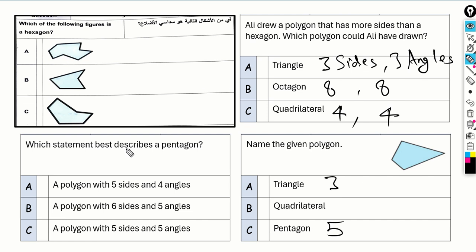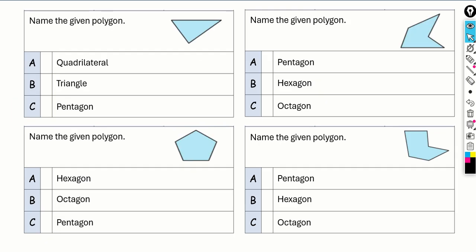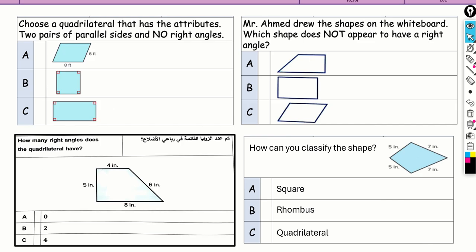Which statement best describes a pentagon? So a pentagon has 5 sides and 4 angles? No, 5 sides and 5 angles. Okay, let's move on. Try these questions by yourself because it all looks the same.